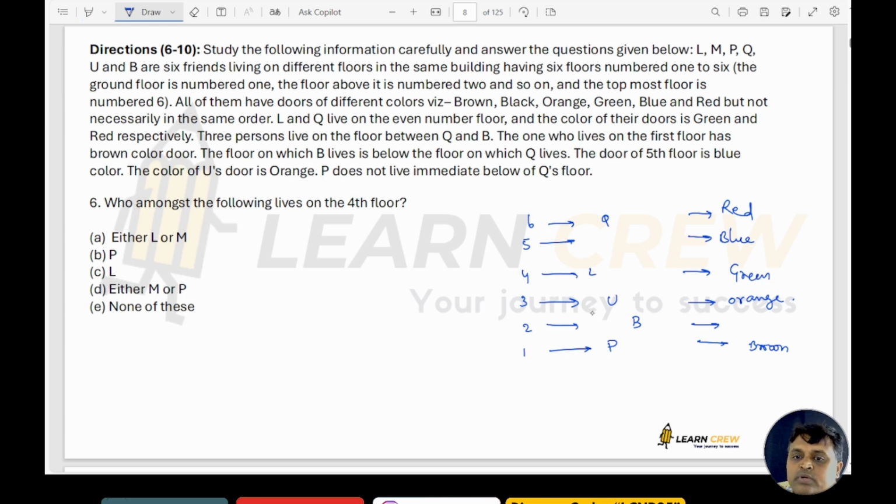So Q is red and L is green. Okay. Now who is the remaining person here? M. So Q, M, L, U, B, P. Now what is the remaining color? Remaining color is black. So this is the final arrangement. Now, who among the following lives in fourth floor? Fourth floor, it is L. So answer is L, option C.